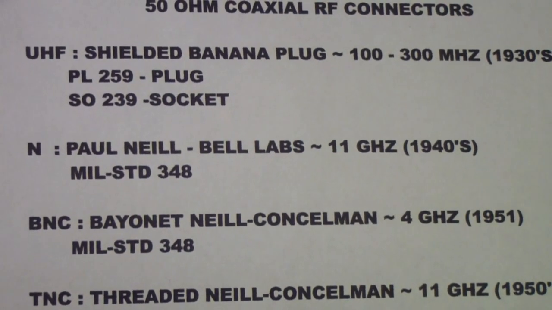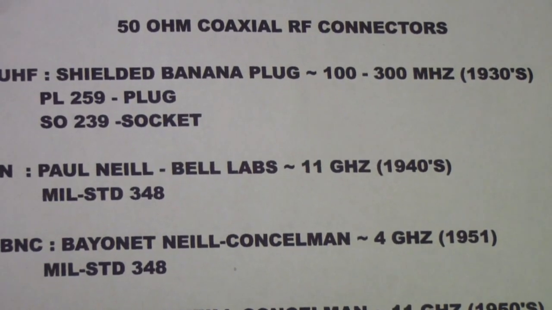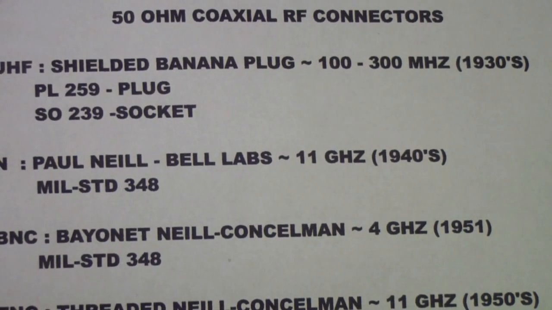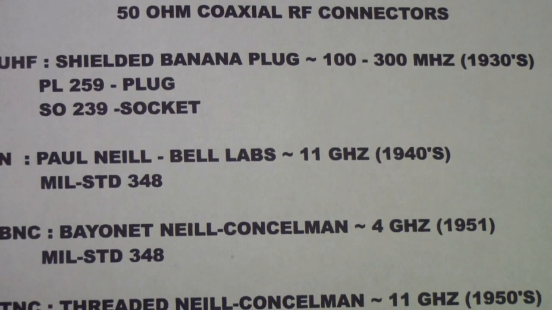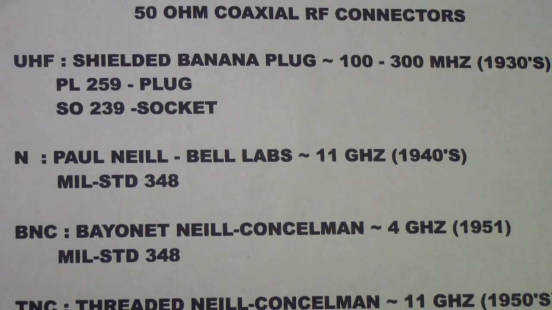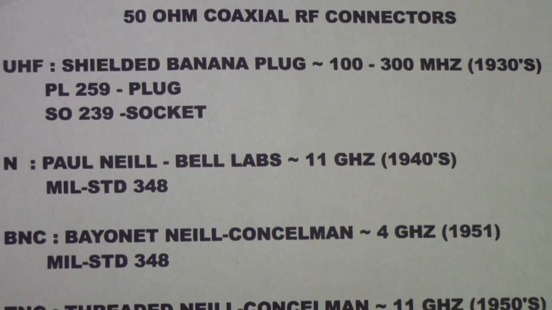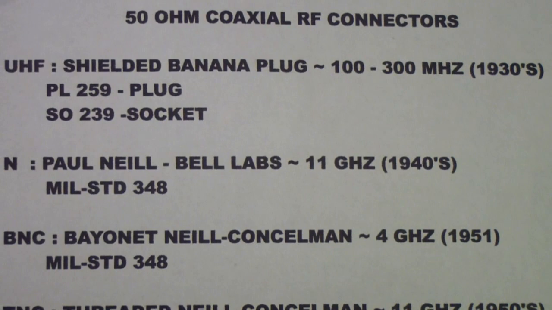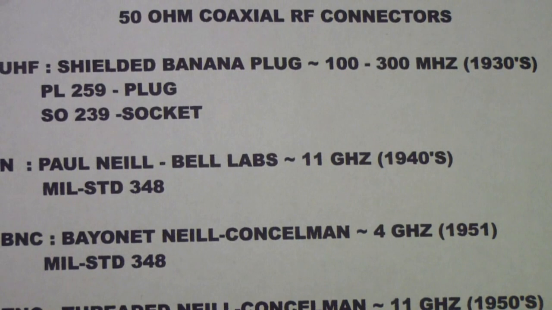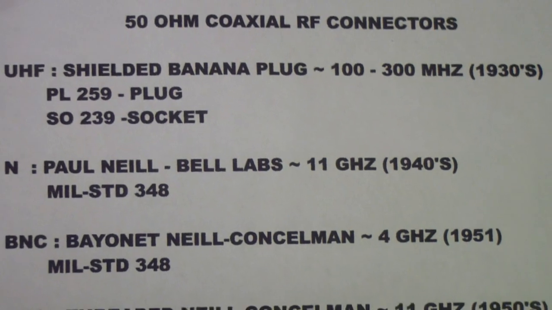A lot of ham radio operators still use the UHF or shielded banana plug, because up to about the 2 meter band, which is around 144 to 148 megahertz actually, the old PL259s and SO239s work just fine. So I hope this has been useful information for those of you that are buying or using 50 ohm coaxial RF connectors. I think at this point I'm not going to do anything further along these lines, but I'm sure I'll be doing something.